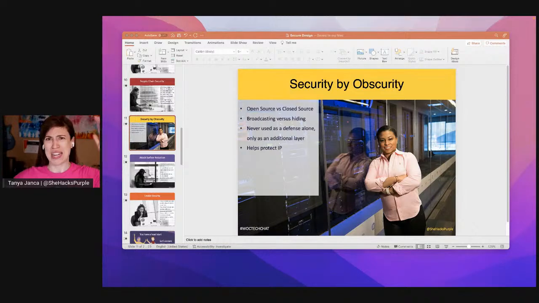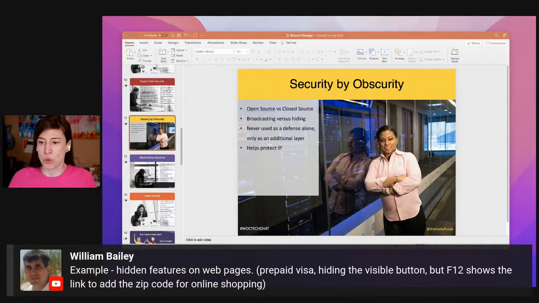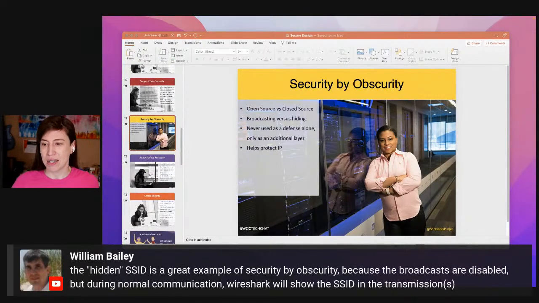No, but it greatly reduces the visibility and risk for anyone to even know that there is something there to be attacked. So William says, example, hidden features on web pages. So like a prepaid Visa hiding the visible button, but F12 shows the link to add the zip code for online shopping. The hidden SSID is a great example of security by obscurity because the broadcasts are disabled, but during a normal communication, Wireshark will still show the transmissions. Yeah, it's totally not foolproof, but it greatly reduces the risk.